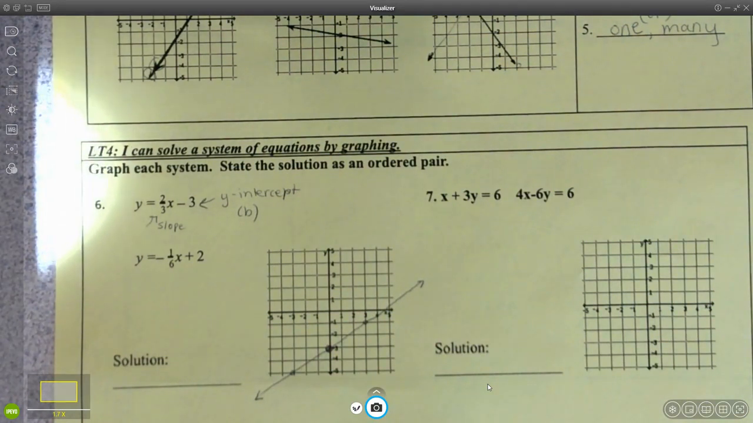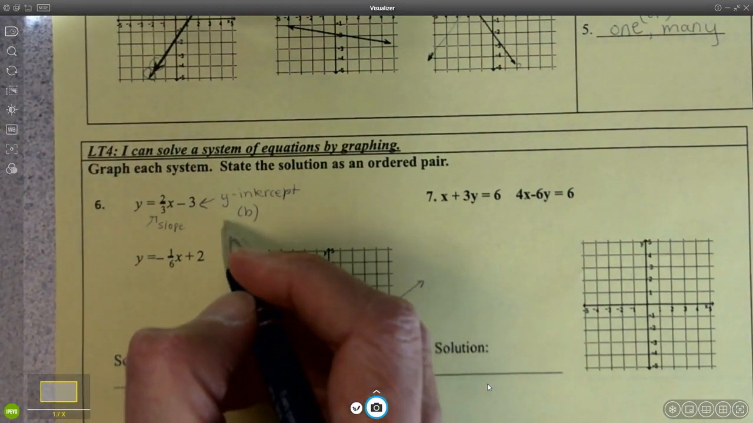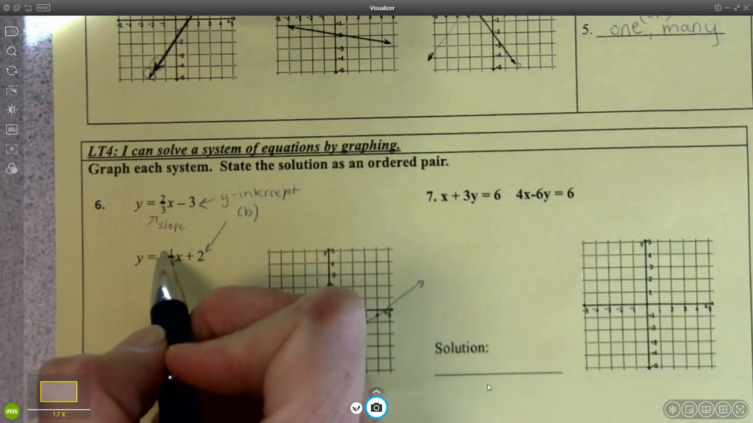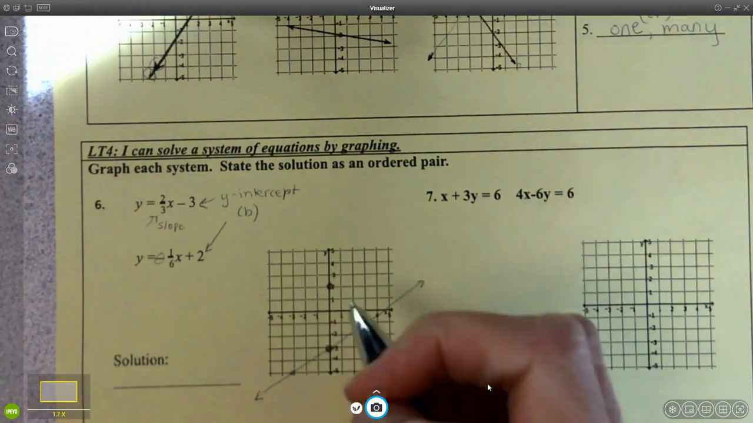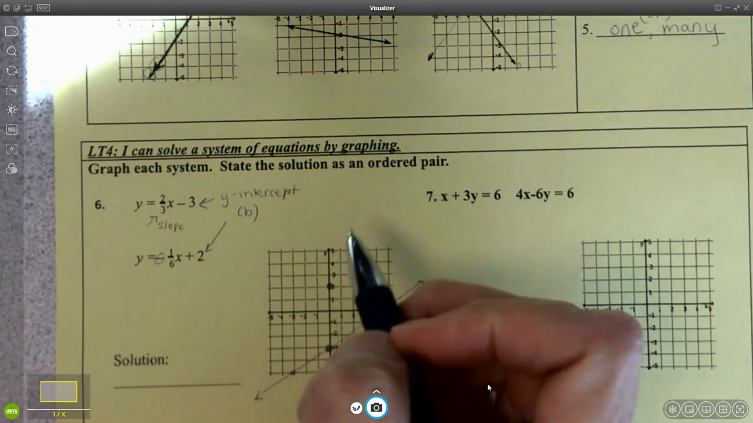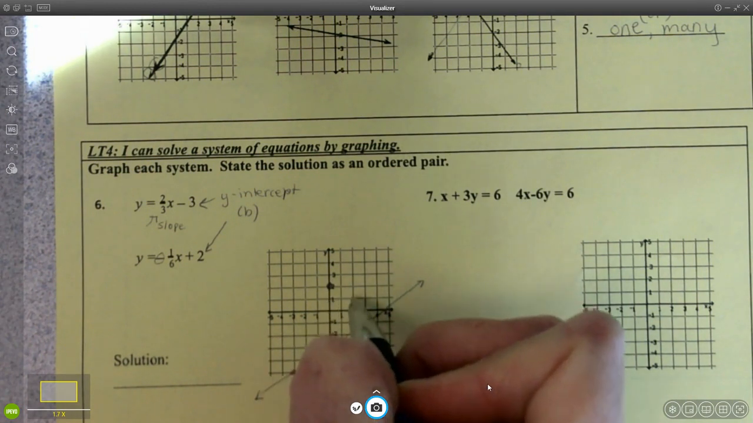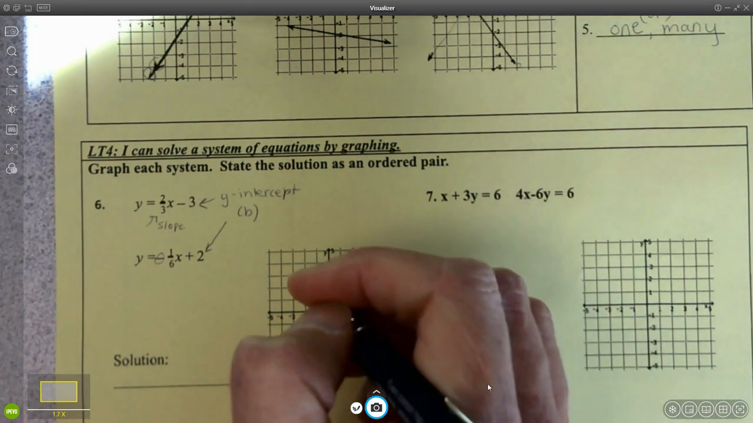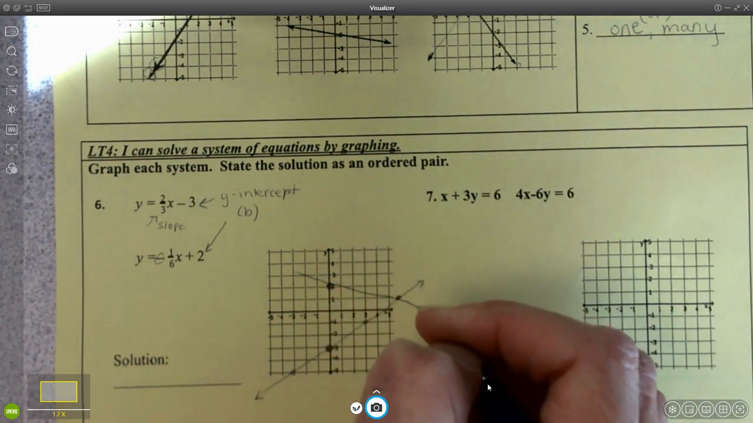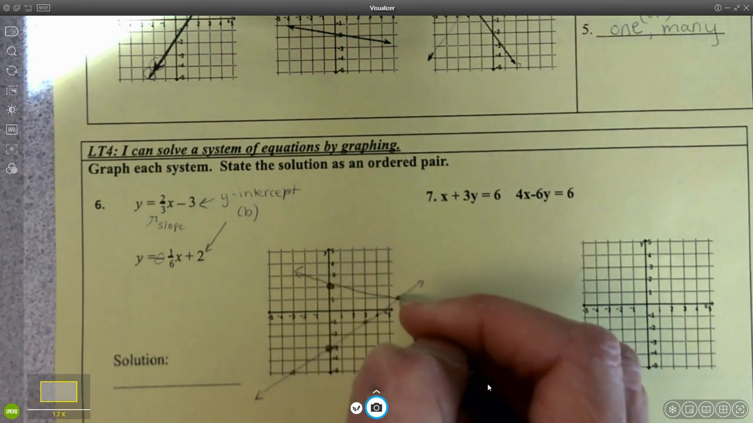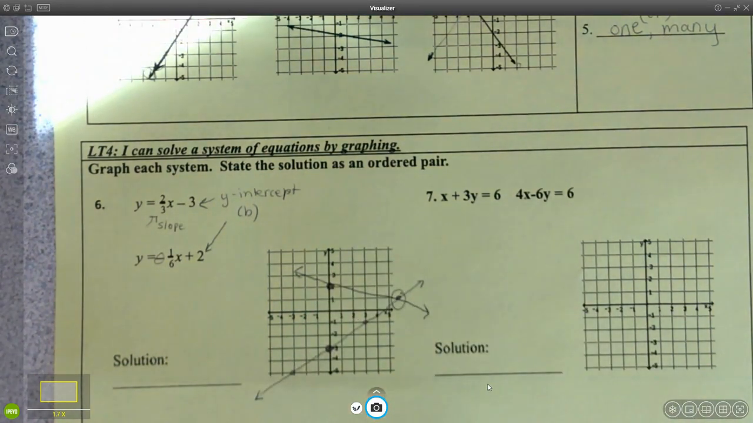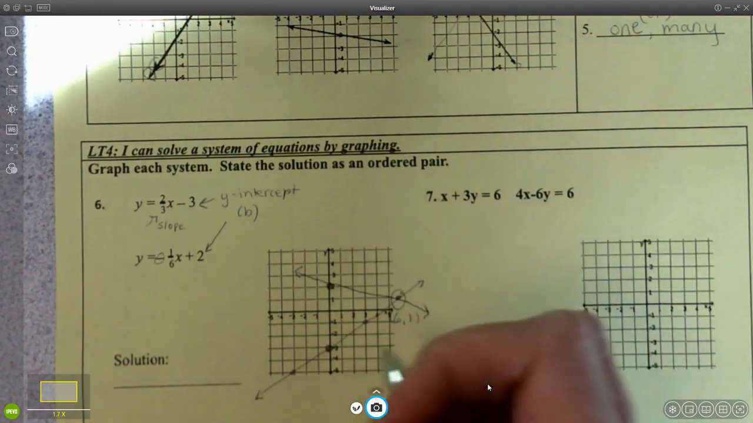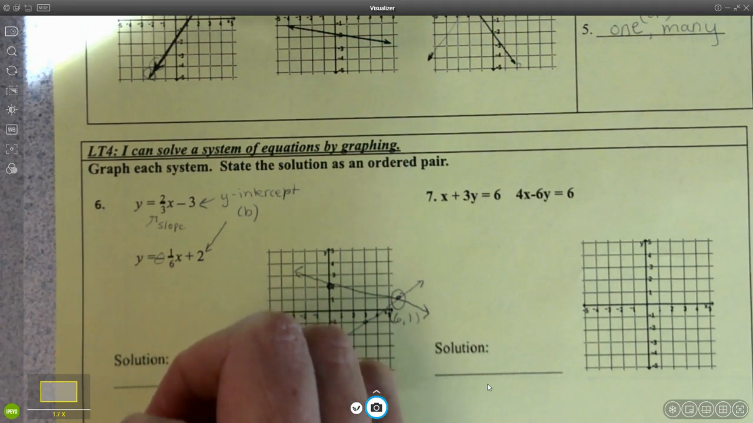My other line has a y-intercept of 2 and slope, and this is a negative here. So one component of it's going to have to be negative. So down 1 over 6. Oh, I didn't have to go very far on that one. So when I graph that, I'm going to see that I'm crossing the line right there. And that point is 6 as x and 1 as y. So the solution to that system is (6, 1).